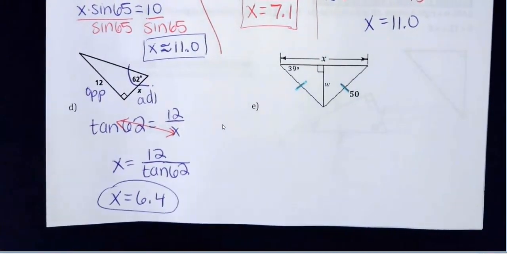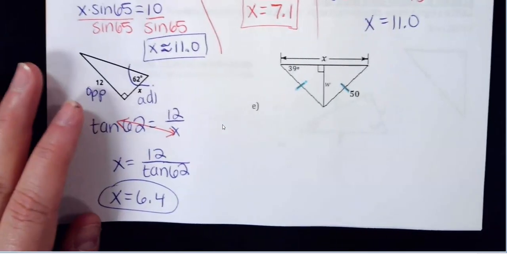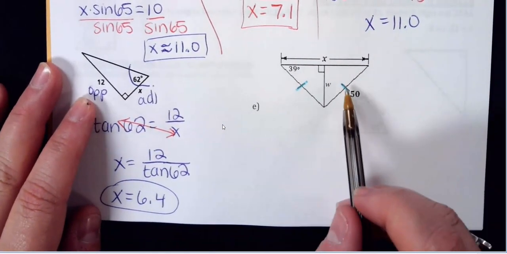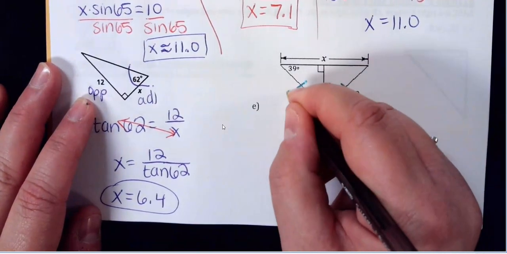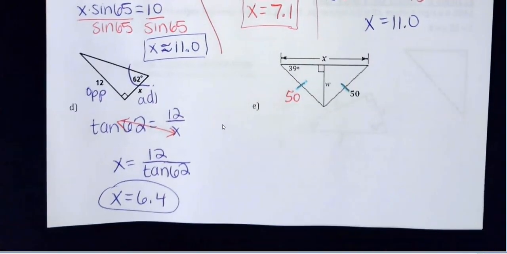All right, what do you all remember about symbols like that? If I have those little marks in a diagram, do you remember this from geometry? What does that little mark mean? The same length. They're congruent. Congruent is the word I was looking for. Okay, so same length. So if this is 50, this is also 50.